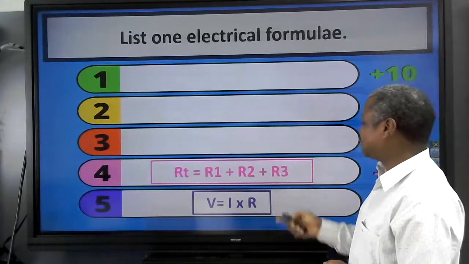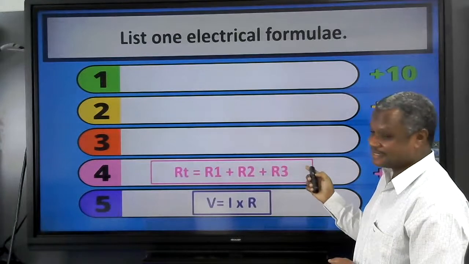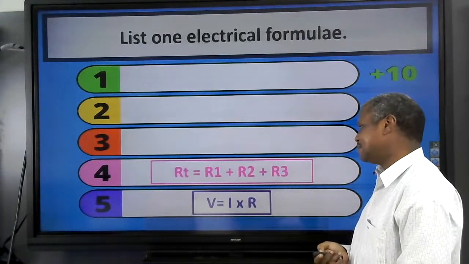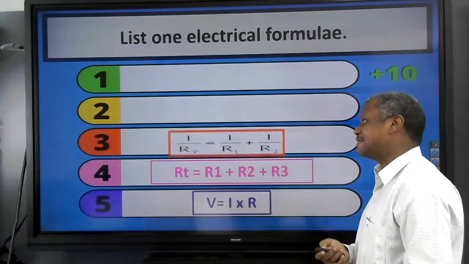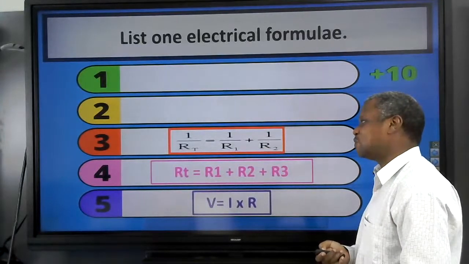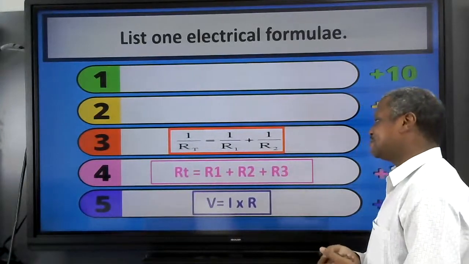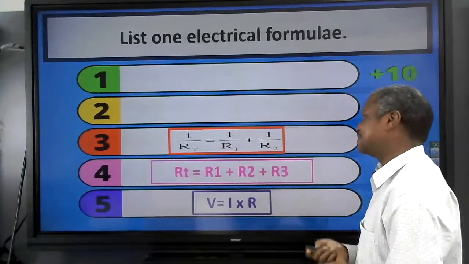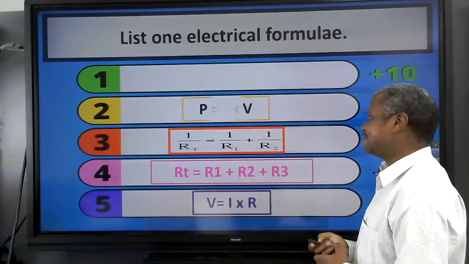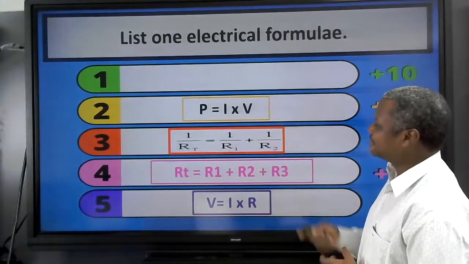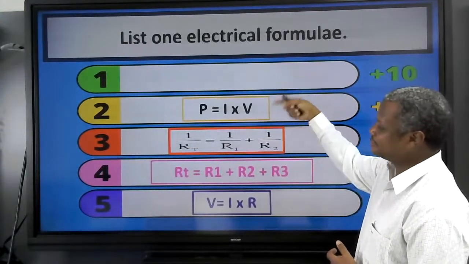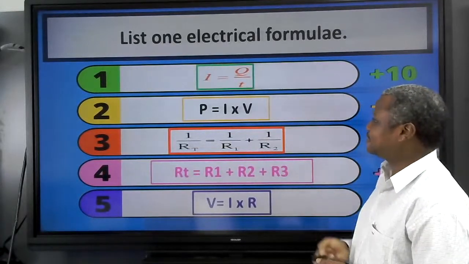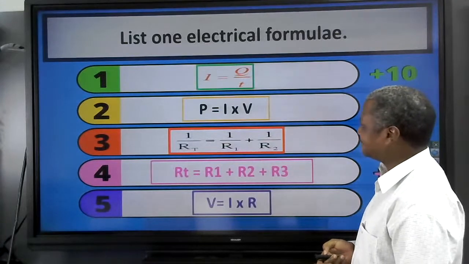Correct. RT equals R1 plus R2 plus R3, the total resistance in a series circuit. Then another one is in a parallel circuit, 1 over RT equals 1 over R1 plus 1 over R2. Then another one here we have is power is equal to current multiplied by voltage. This we are going to look at today. And the last one also is current is equal to charge divided by T.